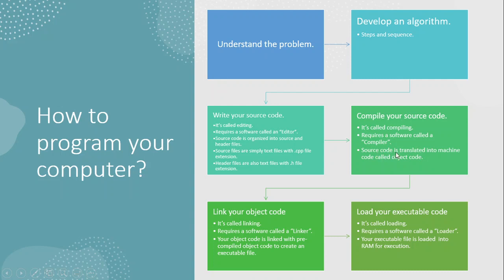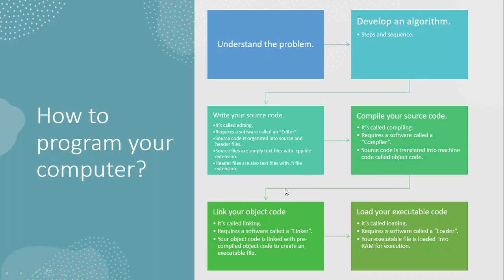Once the source code is translated into machine code, we call that machine code object code. Object code is machine code. It is in the form of ones and zeros. But we call it object code. Why? Because it is not executable. The machine does understand it, but this object code is not complete yet. It has some missing object components as well.